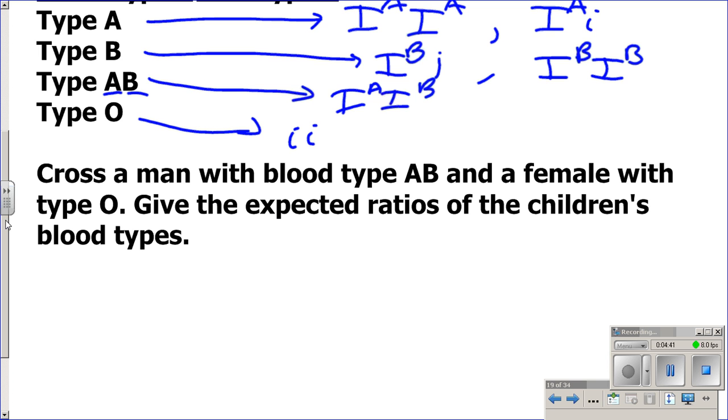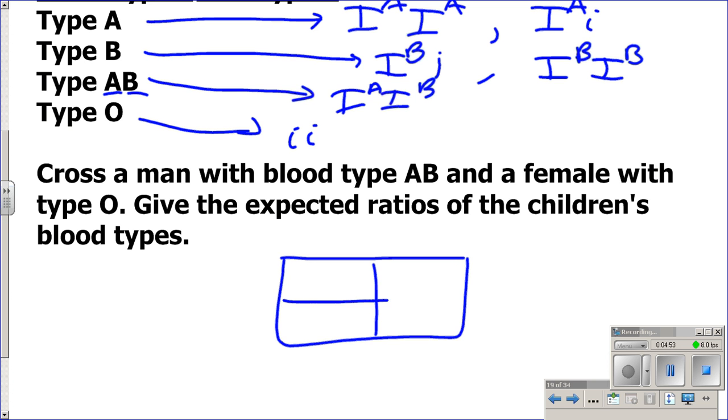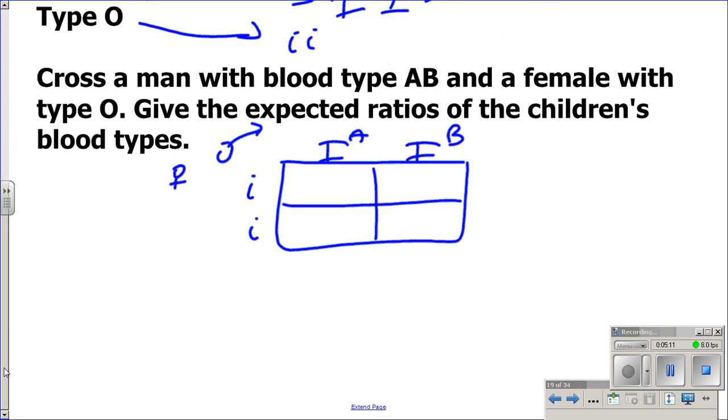Cross a man with blood type AB with a female with type O. Give the expected ratios of the children's blood types. All right, so we want to draw a Punnett square, right? Let's put the male on top right here. So what's his phenotype, or what are his alleles? IA and IB, and then what's the lady's? Little i. Good. Okay, so then when we cross them, fill it in. Go ahead and shout it out.